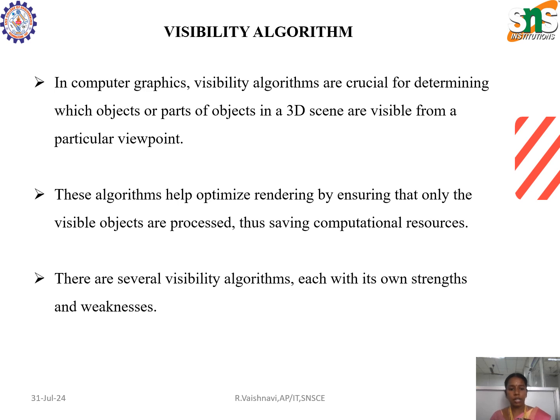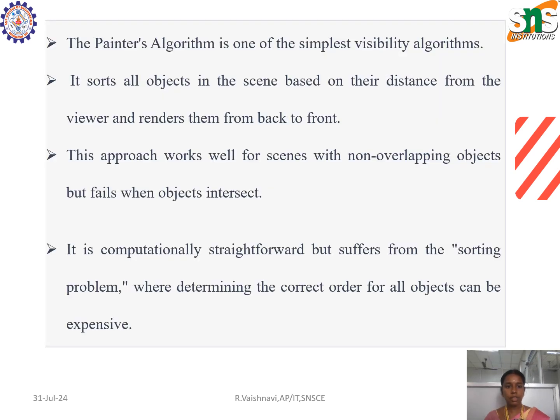Third one, there are several visibility algorithms, each with its own strengths and weaknesses. The painter's algorithm is one of the simplest visibility algorithms. Next point, it sorts all the objects in the scene based on their distance from the viewer and renders them from back to front. Third one, this approach works well for scenes with non-overlapping objects but fails when the objects intersect.